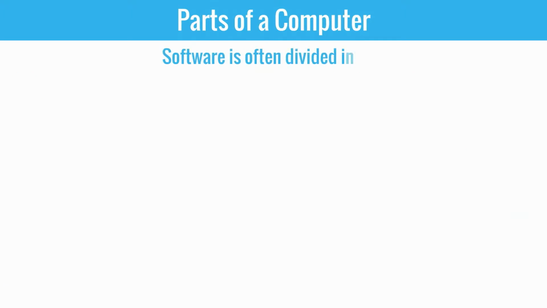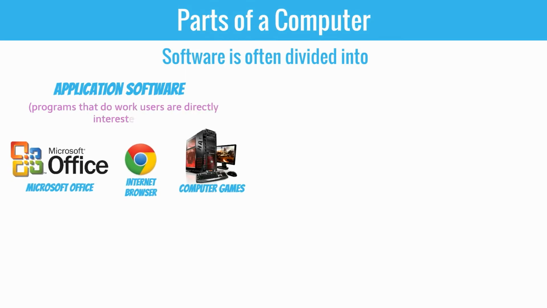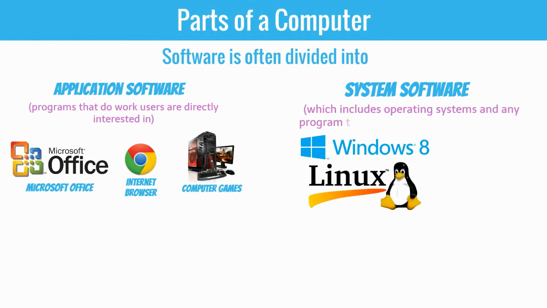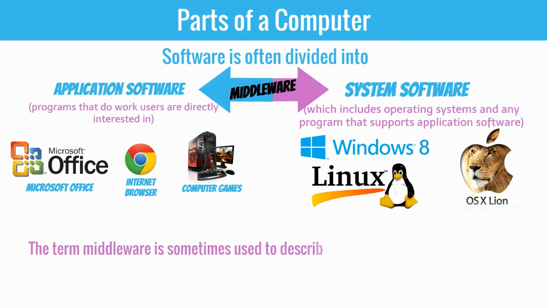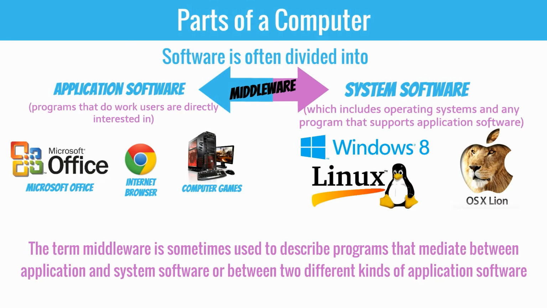Software is often divided into application software, programs that do work users are directly interested in, and system software, which includes operating systems and any program that supports application software. The term middleware is sometimes used to describe programs that mediate between the application and system software, or between 2 different kinds of application software.